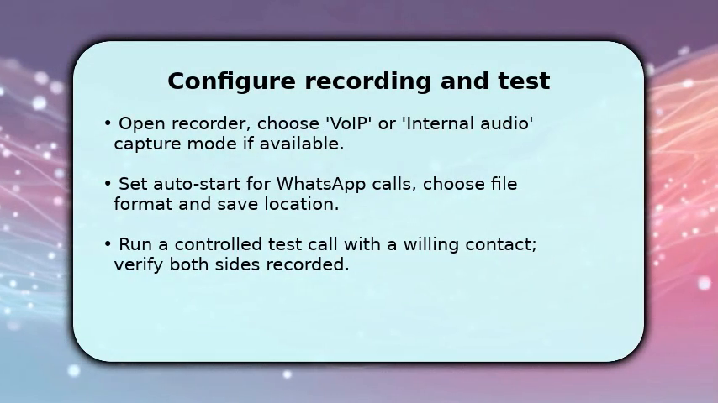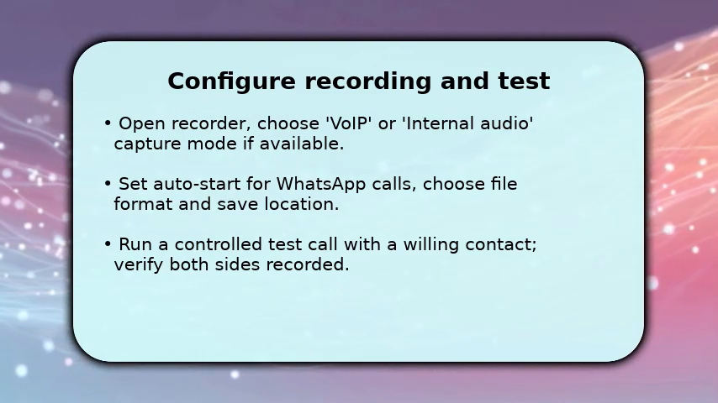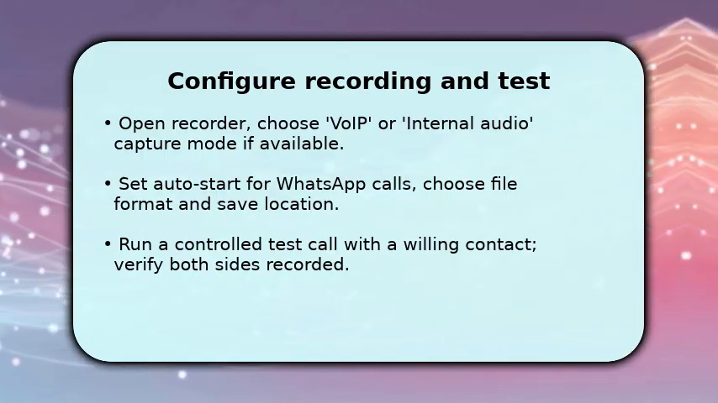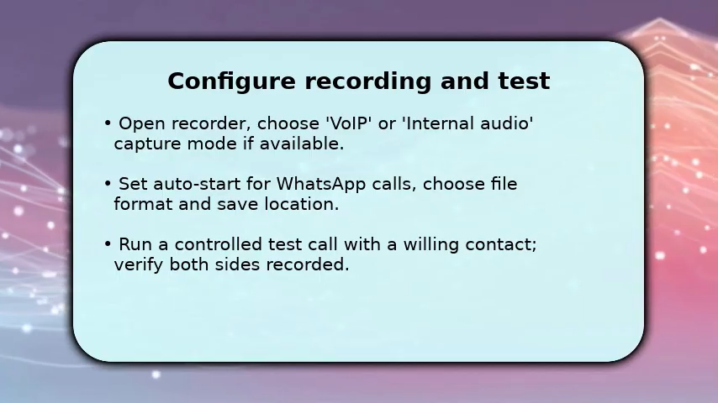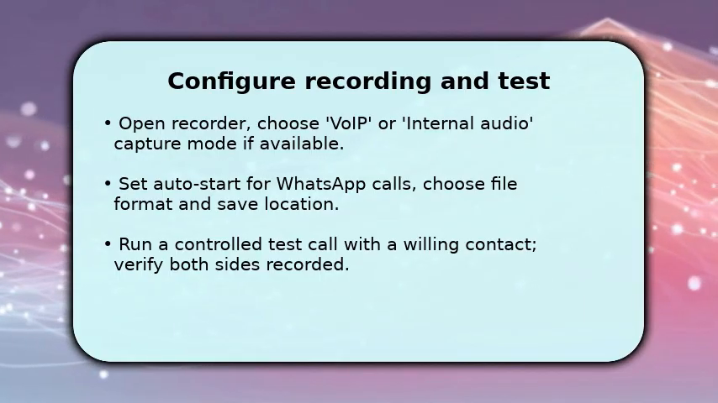Next, configure the recorder for WhatsApp specifically. In the app, pick VoIP or internal audio capture if offered. This ensures the app taps WhatsApp's audio. Set auto start for calls from WhatsApp and choose WAV or MP3 plus a clear save folder.